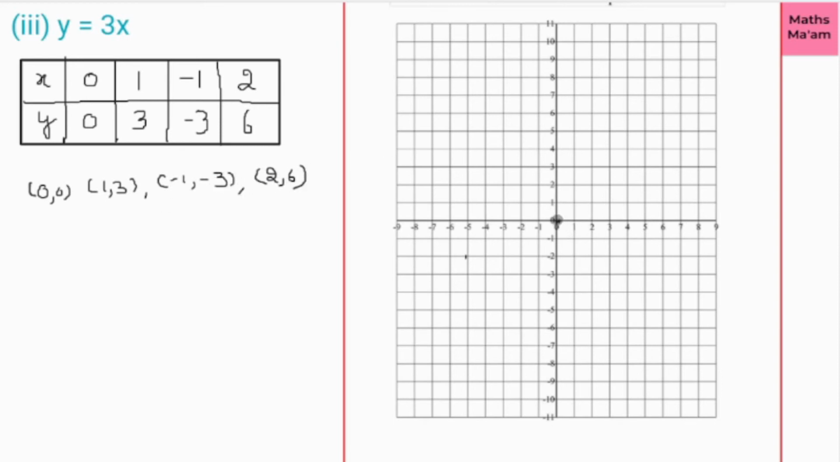So let's plot this point first. This is (0, 0). Then we have (1, 3) here. 1 is x and 3 is y. Then we have (minus 1, minus 3) here. This is minus 1 and minus 3. And then the last, (2, 6) here. So we have now 4 solutions of this equation, and we'll join these 4 points to form the straight line of this equation. This is y is equal to 3x.